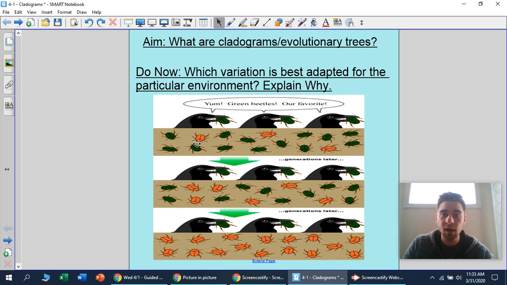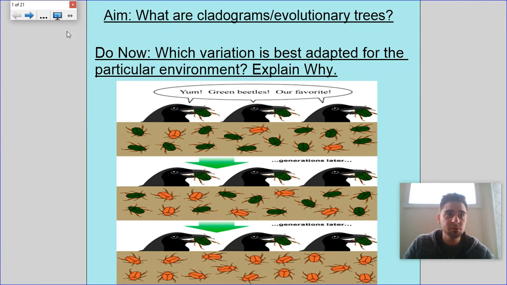Okay, so again, the brown beetles are better adapted to this environment because they are not getting eaten by the predator. Okay, so that's a review of natural selection. Remember, that's sort of the same as survival of the fittest. Darwin did not use that phrase, but it basically means the same thing. Okay, so let's put this in full screen.